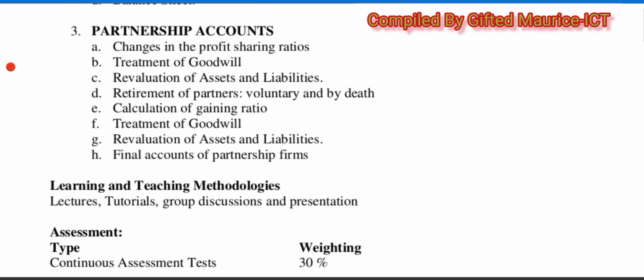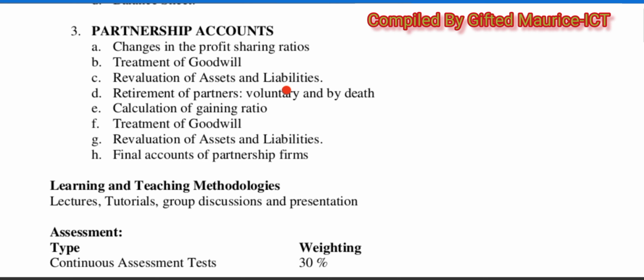Therefore, should he be entitled to a share of this goodwill? If that is the case, how is the goodwill going to be treated? So we will do a computation or a treatment of this goodwill. And then, of course, the other issue that we will be looking at is the revaluation of assets and liabilities.